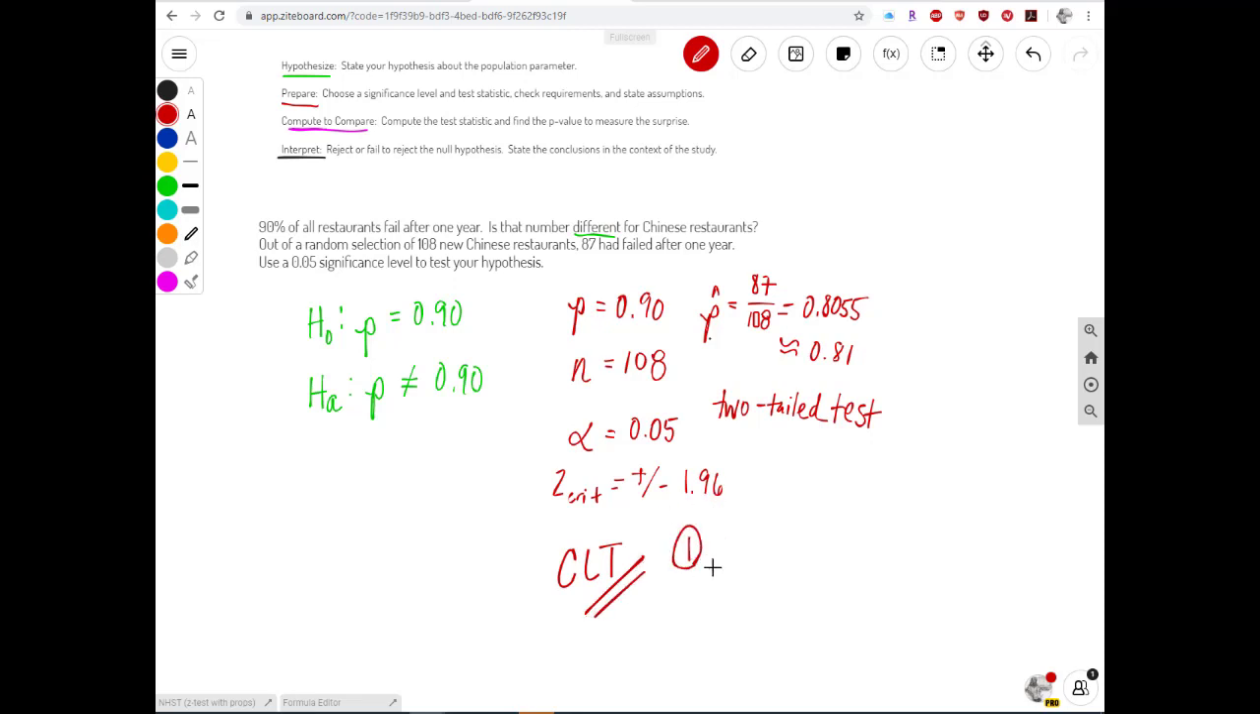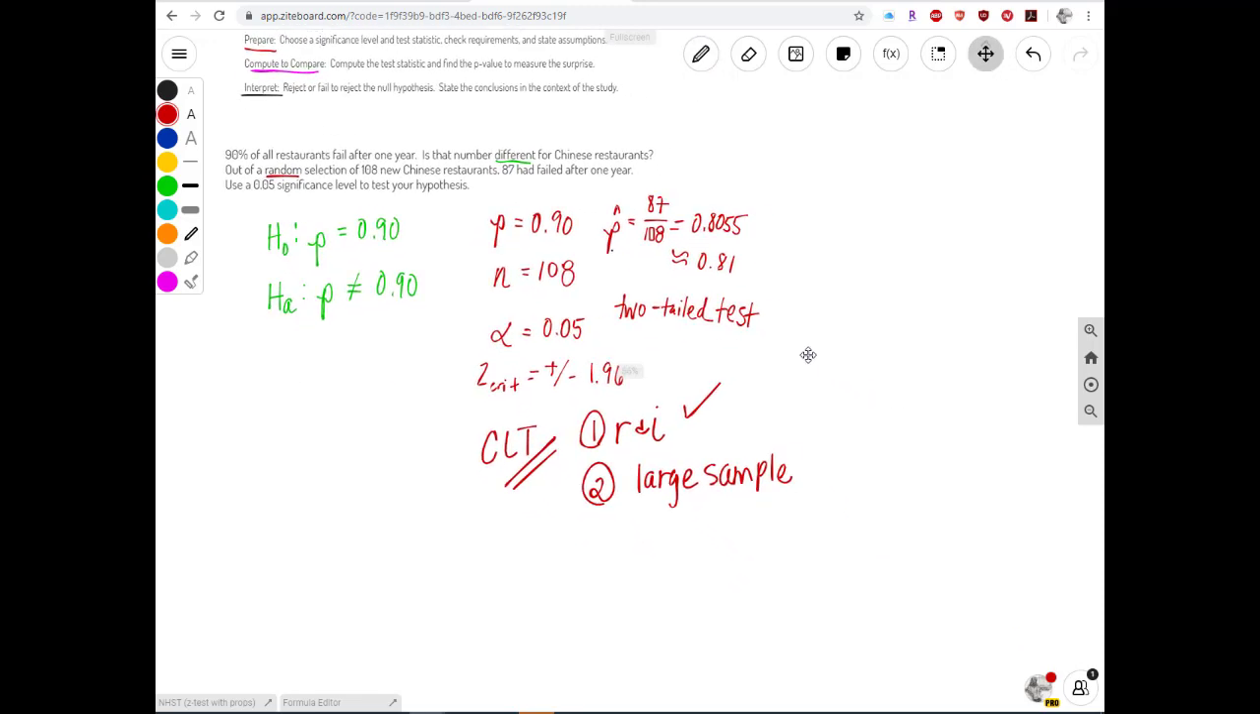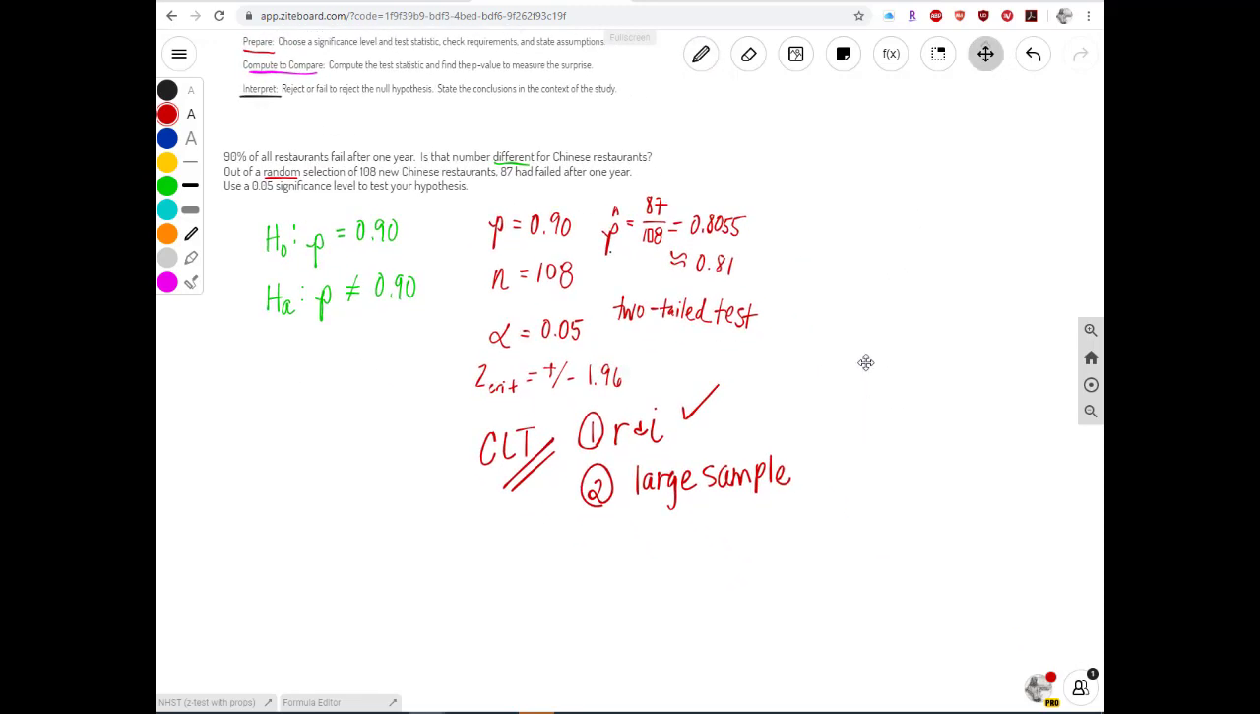Number one, is it random and independent? Well, it does say random selection, so that's stated here in the problem. It does not say independent, but I'm going to give it the benefit of the doubt. Number two, we need a large sample. That means my successes have to be larger than 10, and my failures have to be larger than 10.